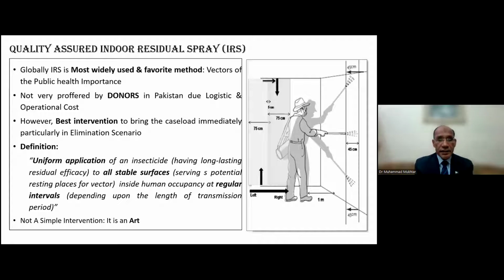By definition, it is the uniform application of insecticide having a long residual efficacy to all stable surfaces, serving as potential resting places for the vector inside human occupancy at regular intervals depending upon the length of the intervention. In the definition, I have highlighted 3 words: uniform application, stable surfaces, and regular intervals, which are the 3 basic principles of IRS to make it the best of the best IRS operation.